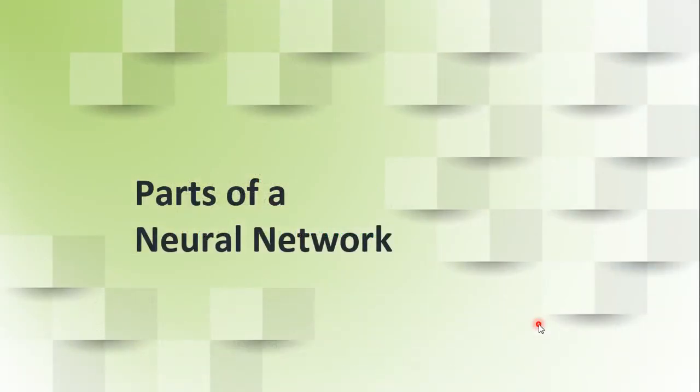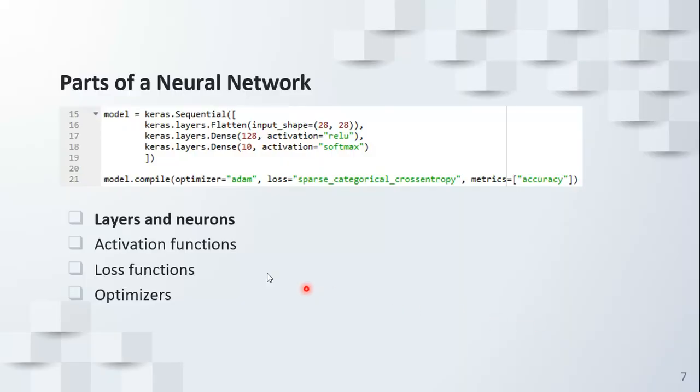Parts of a neural network. The first part, we have layers and neurons. You can see that we have an input, hidden, and an output layer. The hidden layer has 128 neurons, and the output layer has 10 neurons for the 10 classes.